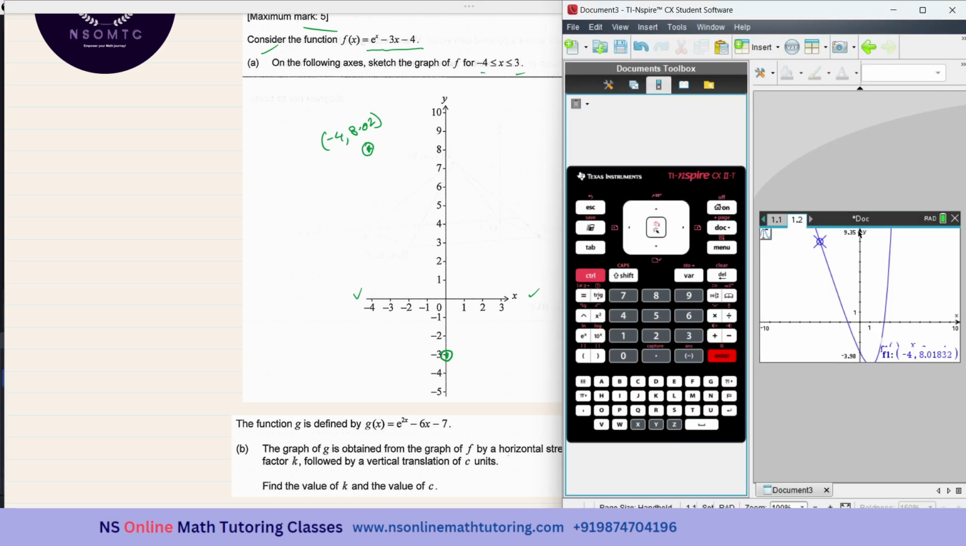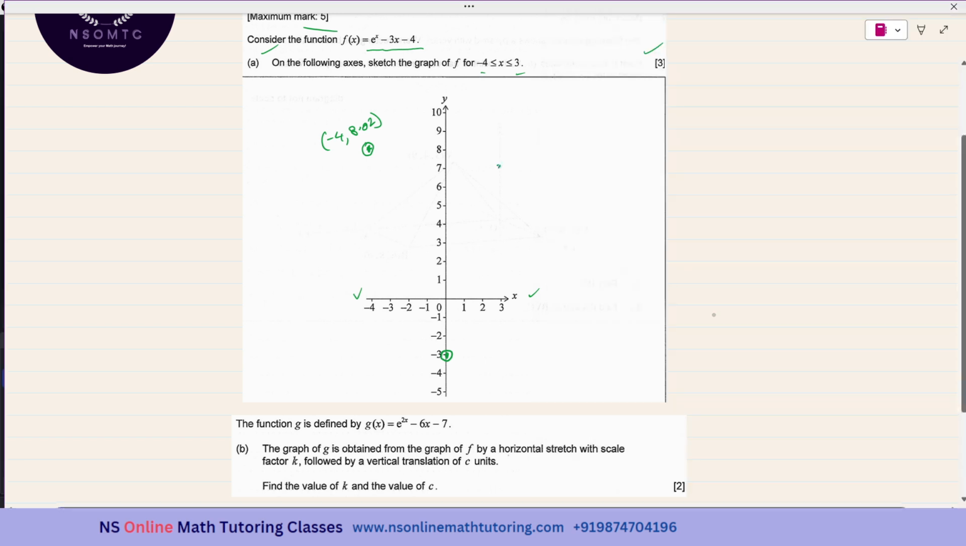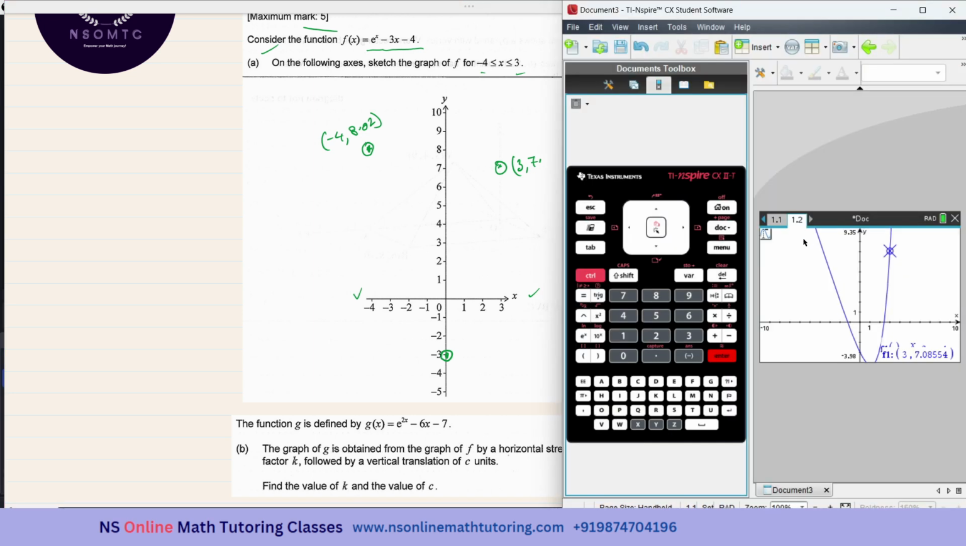And another endpoint is positive 3. So it is 3 comma 7.09, which means 7.1. So 3 and 7.1, maybe somewhere over here. 3 and 7.09.